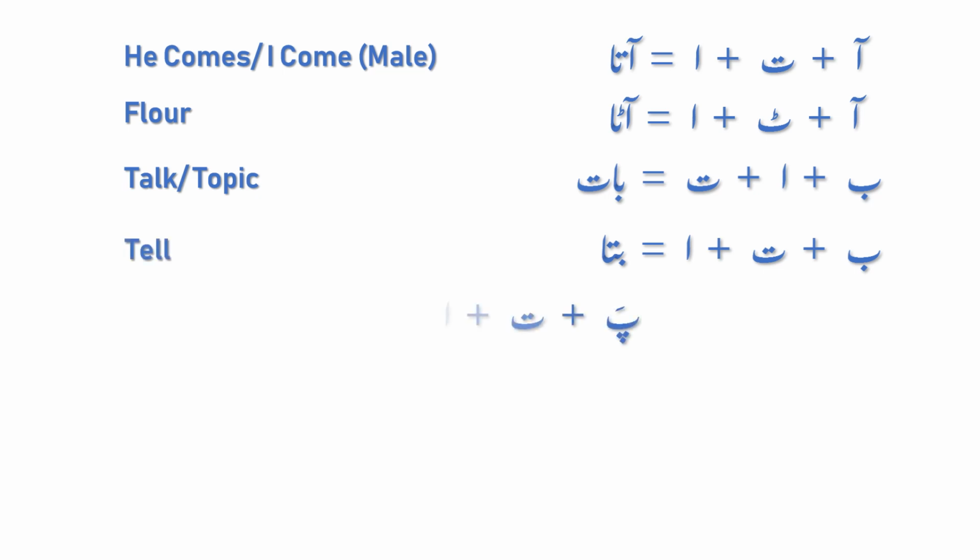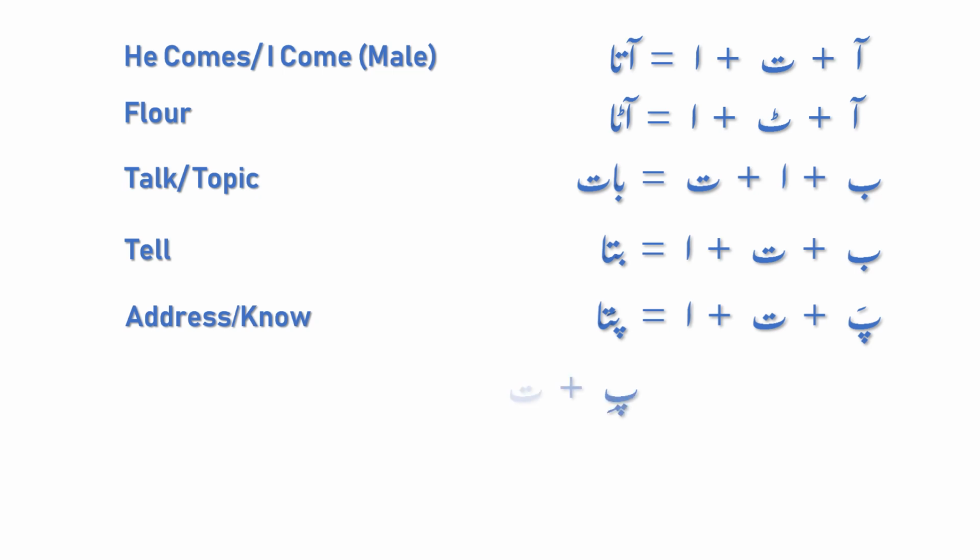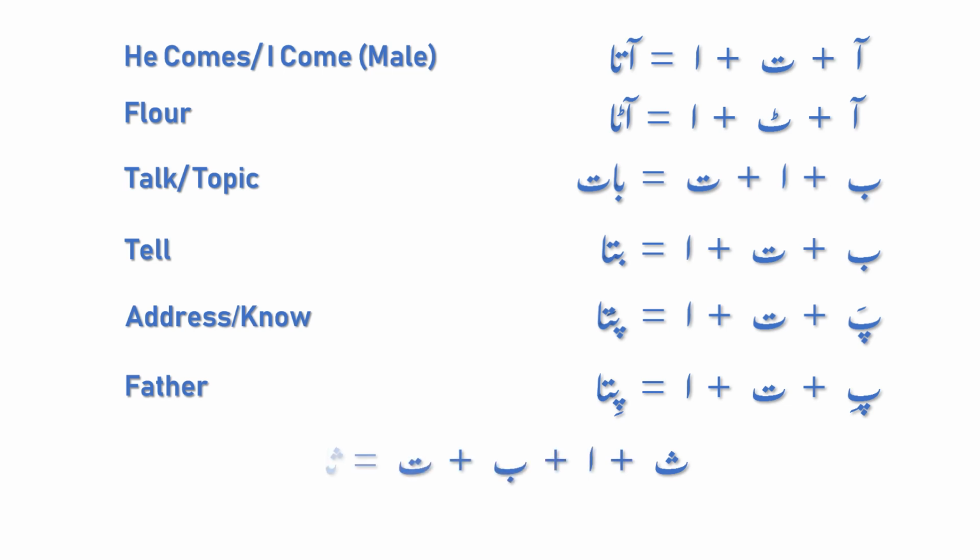Pe Zabar Te Alif, pata, address or to know something. Pe Zer Te Alif, pita, which means father. See how Zabar and Zer change the meaning of the two words even though they have the exact same spelling? Se Alif Be Te, saabit, which means stable or to prove something.